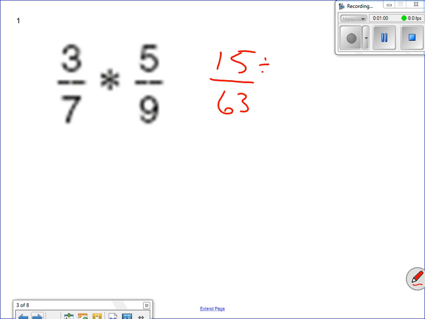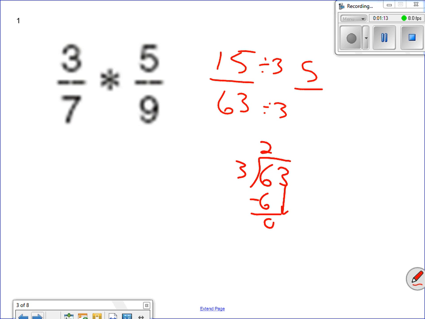So I have to divide this by 3, I get 5. 63 divided by 3. 3 goes into 6 2 times. 6, subtract, bring down the 3. 3 goes in there 1 time. Gives me 21. So my answer is 5/21. That's how I have been teaching you how to reduce.